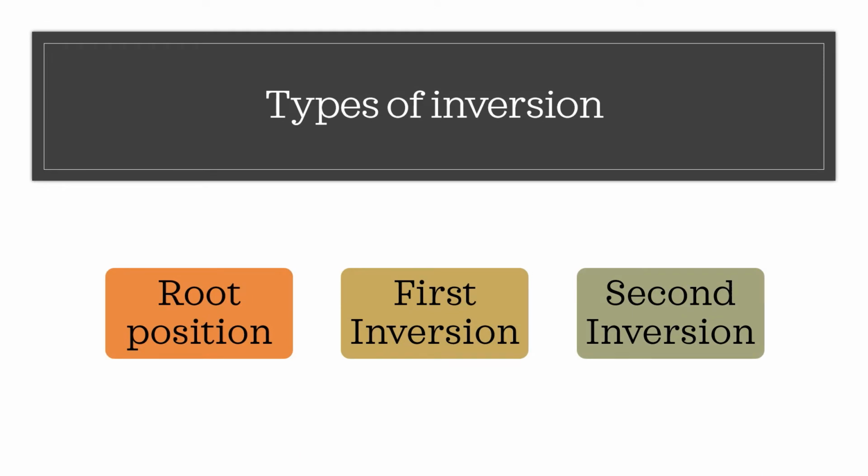So like I said in the beginning, we'll be focusing on only 3 types of inversions. Moving from left to right, in the orange box, we have root position. In the cream to brown box, we have first inversion. And in the gray, kind of greenish box, we have second inversion. Those are the 3 inversions that we'll be focusing on today.